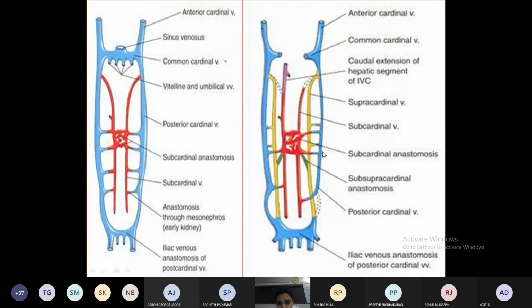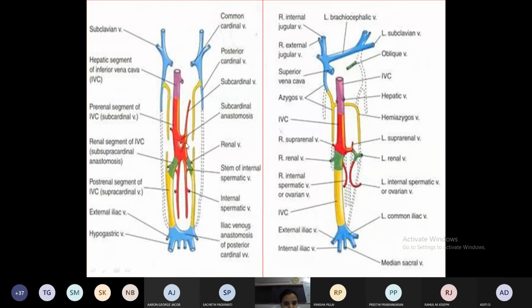Then most of the left side will disappear, the right side will remain and form the complete inferior vena cava. The lowermost part is formed by the anastomotic channel of the posterior cardinal veins, the internal iliac veins. Then this green channel is the subcardinal supracardinal anastomosis, which forms the renal segment. The renal segment is the part of the inferior vena cava where the renal veins will open.